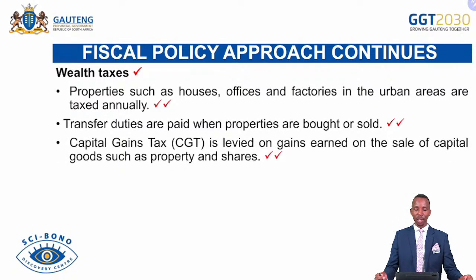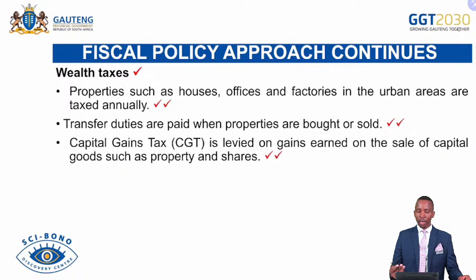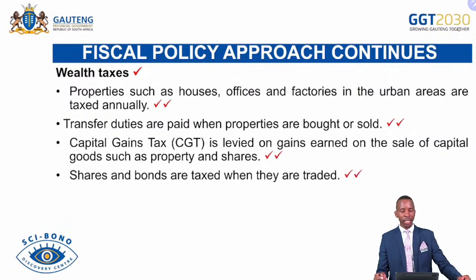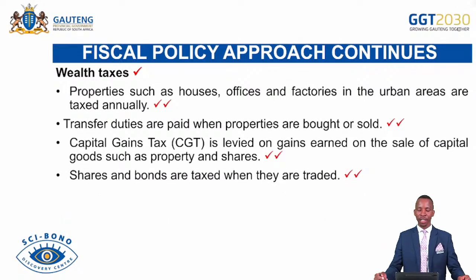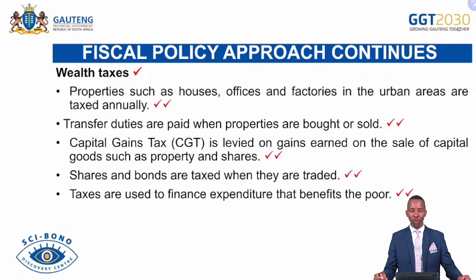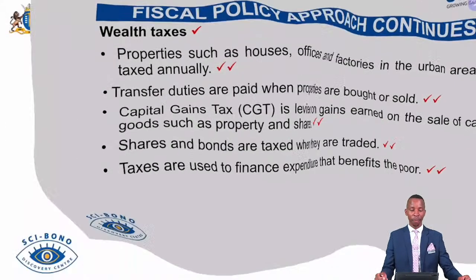The capital gains tax is the tax levied on gains on the sale of capital goods such as property and shares. Shares and bonds are taxed as they are traded in the open market. Taxes are used to finance expenditure that benefits the poor the most in the economy.